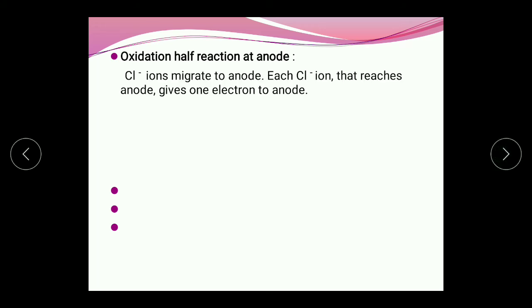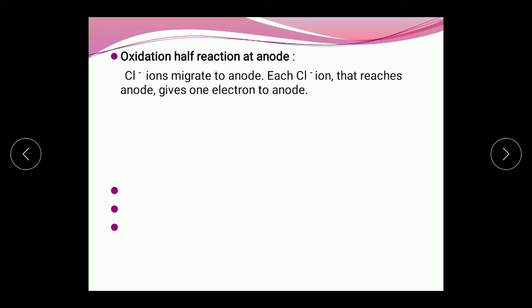At the anode, which ions are there? Chlorine ions, Cl minus ions. They have migrated to the anode. Each Cl minus ion that reaches the anode gives one electron to the anode. Why one electron? Because Cl minus has one minus charge, which means one extra electron is there.